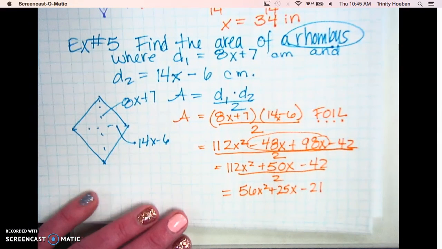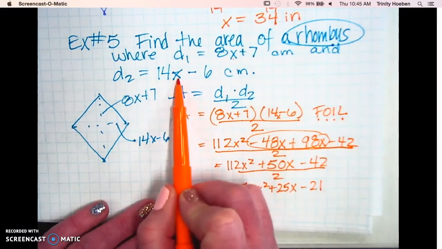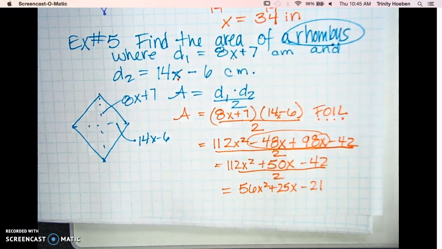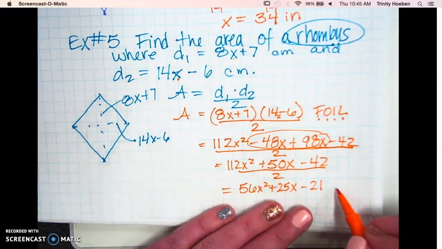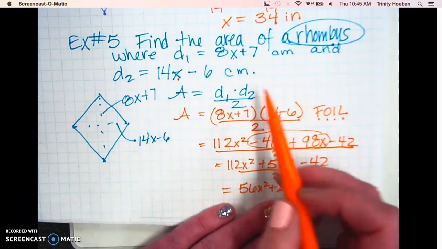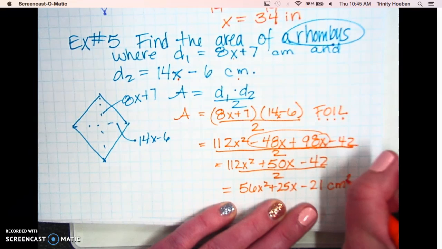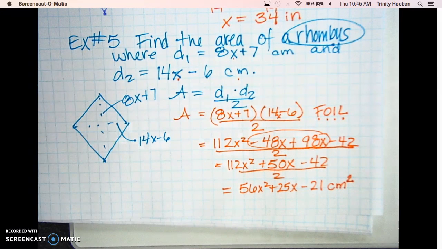So your answer is going to have algebra in it. Why? Because your question had algebra in it. Okay? You shouldn't end up with just a number if you start with some algebra. Okay, so this is the answer, but we need to add units. So these were in centimeters, so we're going to say centimeters squared. All right, finish copying that down.